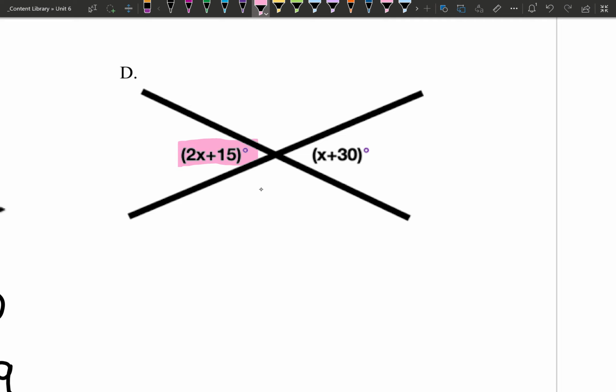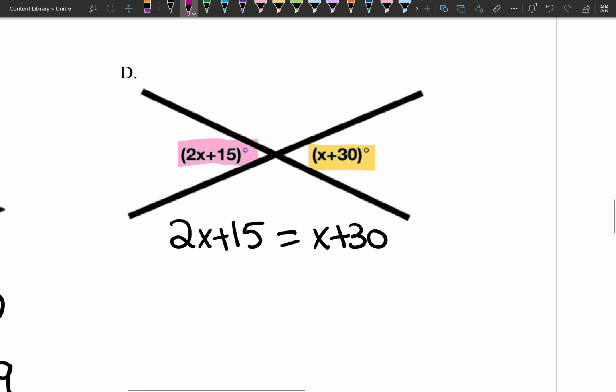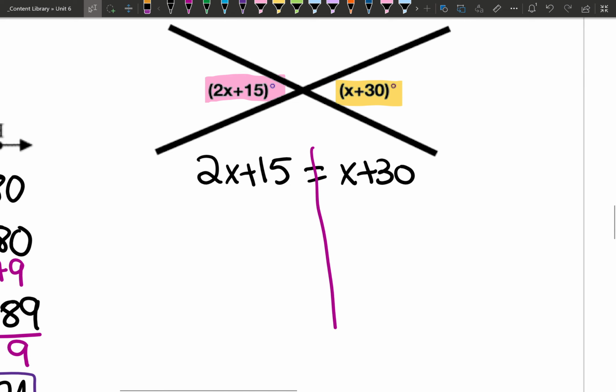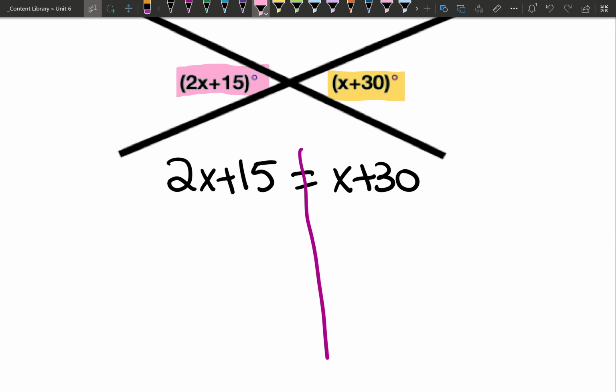There we go. We're gonna set the right side equal to the left side. Okay, so we got 2x plus 15 equals x plus 30. Alright, what do you think we should do first? Now there's 4 options, honestly, of what we could do first. I'll do what I like to do first. But think about what you could do first, possibly.